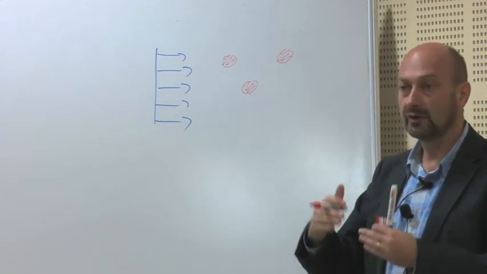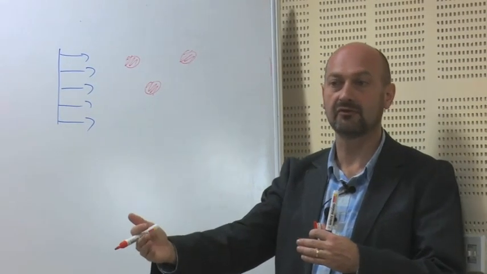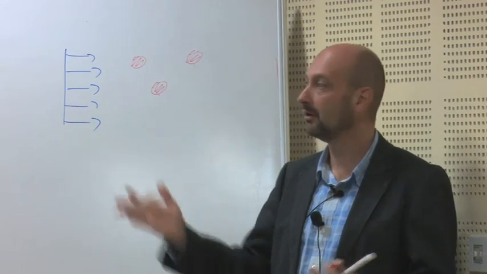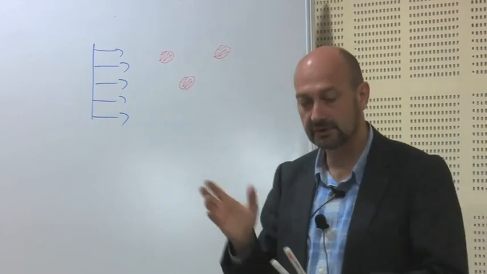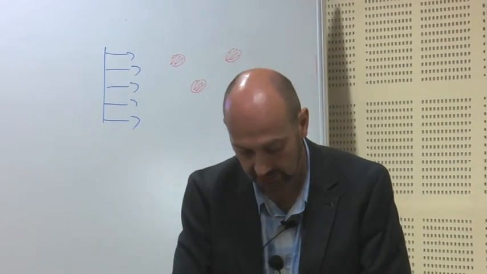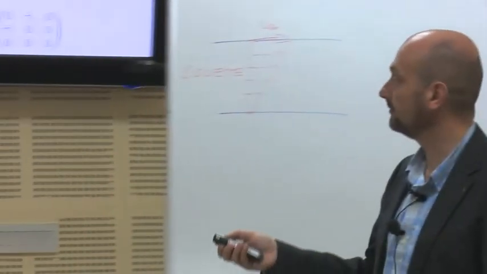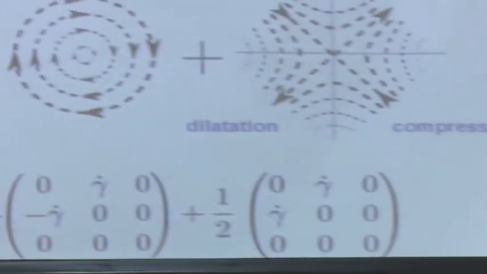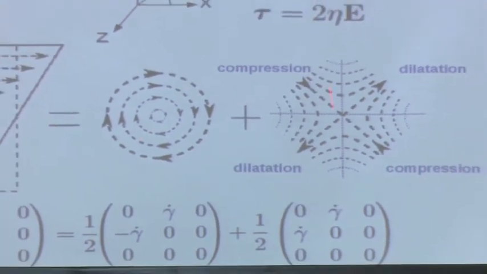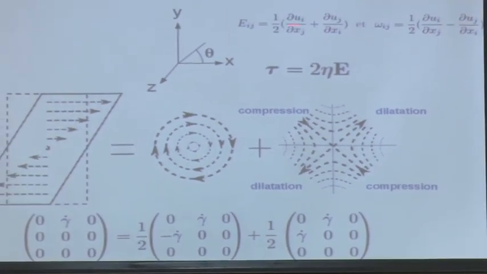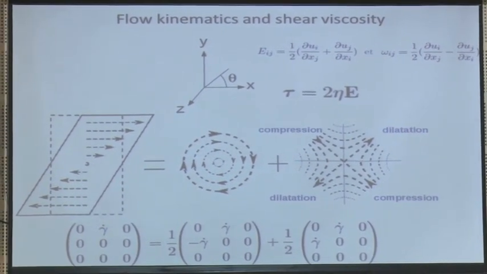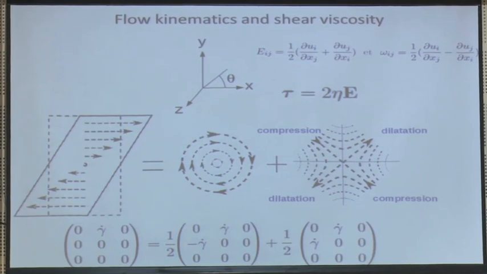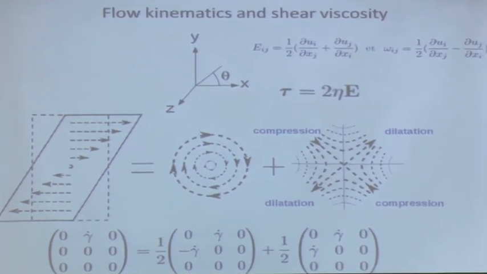So if we do the Taylor expansion, the next one is linear flow. Linear flow seems to be very simple because it's a pure shear. But even that flow is a bit more complex. You can split a shear flow into two contributions. I don't know if you are familiar with that, but it's a bit of mathematics, and it's important to understand.